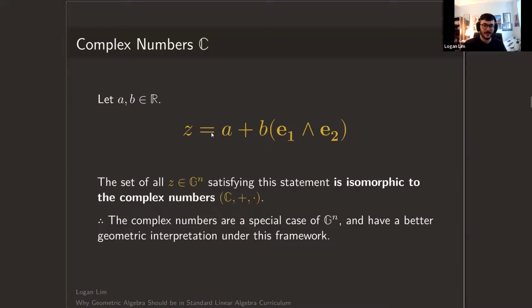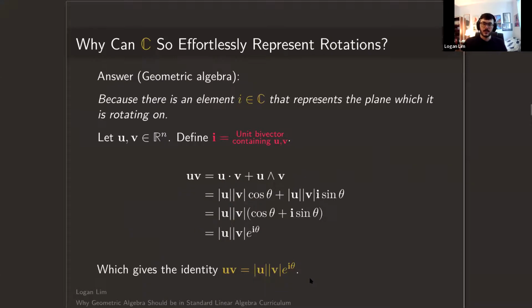So if we let a and b be real numbers, and we choose all numbers in the set Gn of this form, again, these are just scalars, a and b, then this is actually isomorphic to the complex numbers. So the complex numbers are a subalgebra of Gn. They are a special case of Gn and have a better geometric interpretation of this frame. What does that mean exactly? So why can the complex numbers so effortlessly represent rotations?